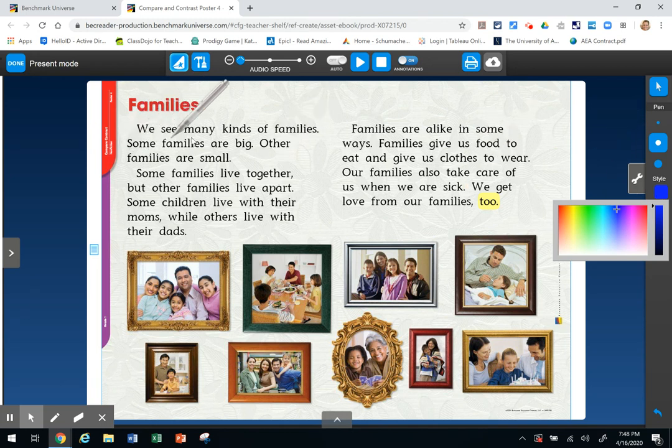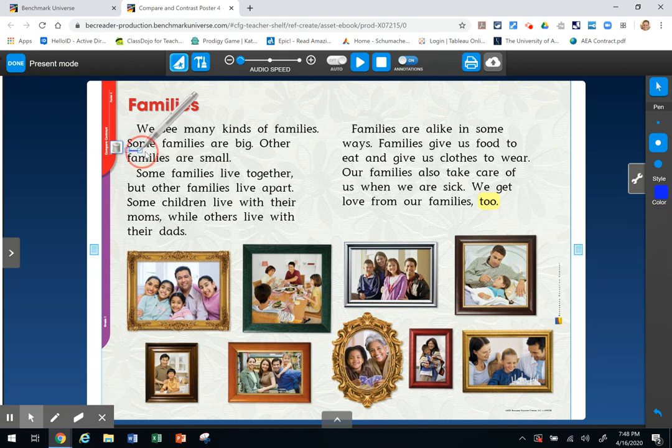It says, we see many kinds of families. Some families are big, other families are small. Okay, so that's telling you how those families are different. Some families are big, other families are small. Okay, so there's a difference between families. It says some families live together, but other families live apart.